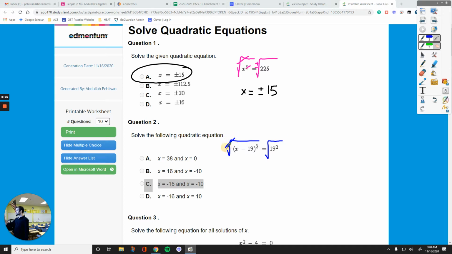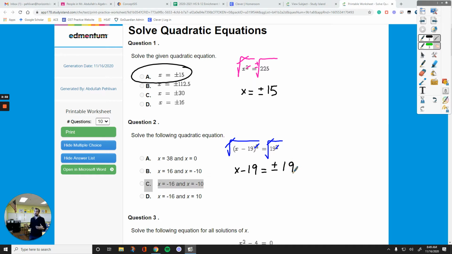Let's cross these two out, and then that square and the root is going to cancel each other out. At this point, I am going to put plus minus to the right side. I'll drag down what I have. Let's just bring down what we have. X minus 19 is the leftover. Bring down the equal, and then put a plus minus 19.